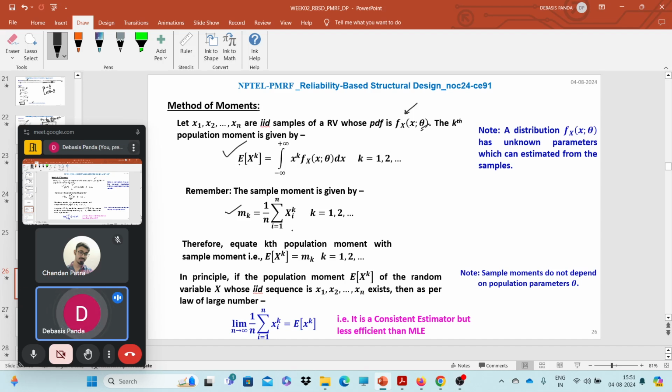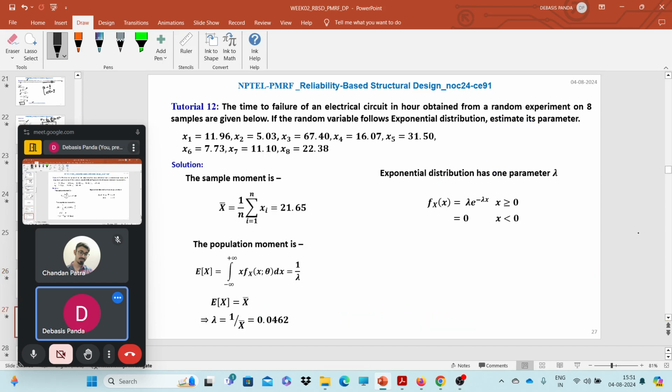Now, what is the sample moment? It's nothing but the sum of all the samples divided by n. Therefore, if we equate those two, we can easily find the parameter of the population. Let's solve one problem, then this will become clearer. Just go through the problem.